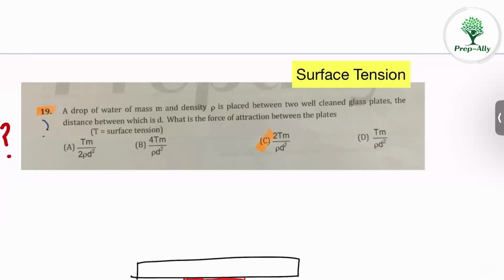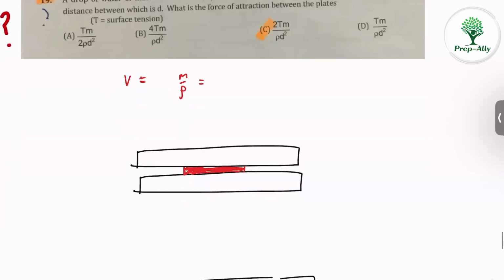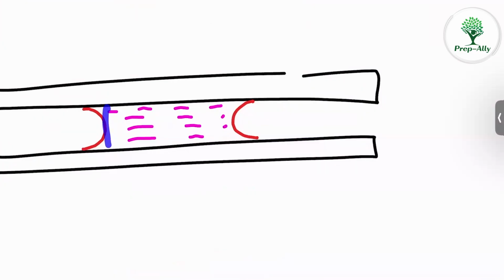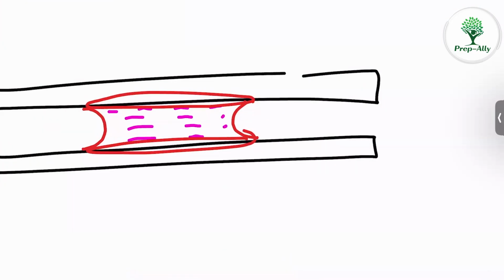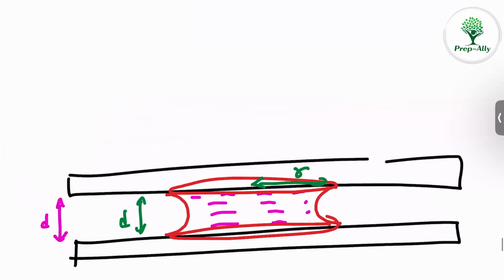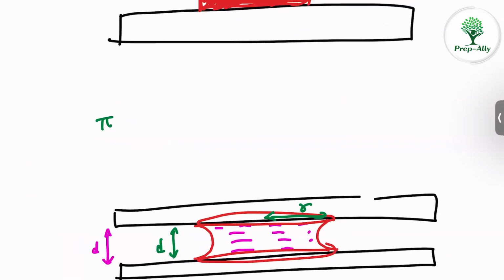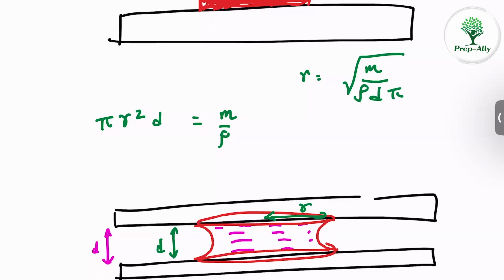Now from the mass and density given, we can find out the volume. Volume of the water drop is this. Now that volume will be, as you say, this is a cylinder of some radius r, and this distance is d. So we can say that pi r square into d is mass by rho. From here we get the radius as m by rho d pi. This is the radius of this thing formed.